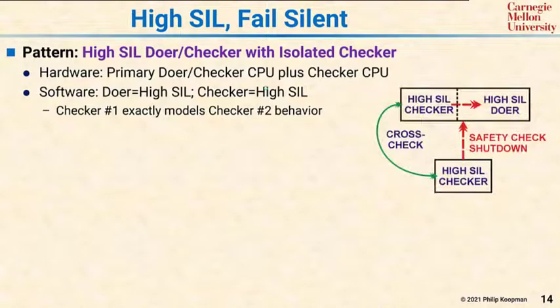This is the special case in which a doer-checker pair will work for a high SIL system. This is a high SIL doer-checker pattern with an isolated checker. There's a primary CPU that has two pieces in it, and there's a checker CPU as well. The software is that the doer is high SIL and it has both a copy of the checker software and a copy of the doer software.